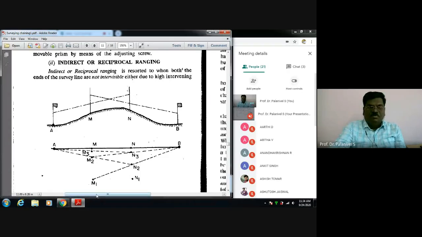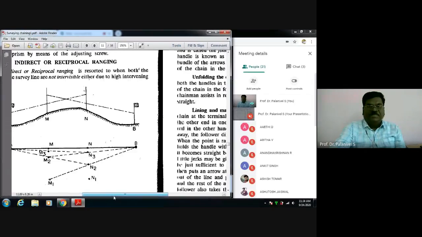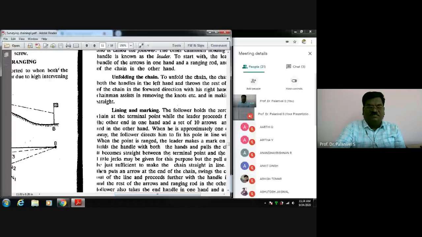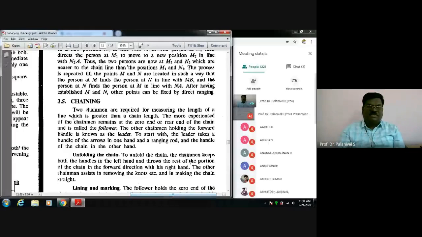Today I will go to the same topic, linear measurement. We will see certain aspects of chaining. How do you do chaining? In the process of chaining, the person at the zero end is called the follower, because chaining is done in the forward direction. The follower should be an experienced person. He is holding the rear end or the zero end of the chain, and he is called the surveyor.